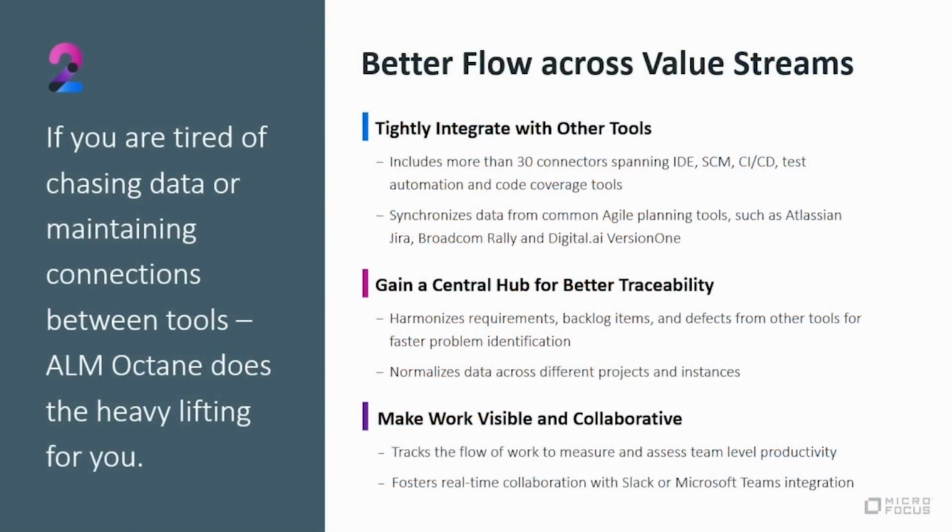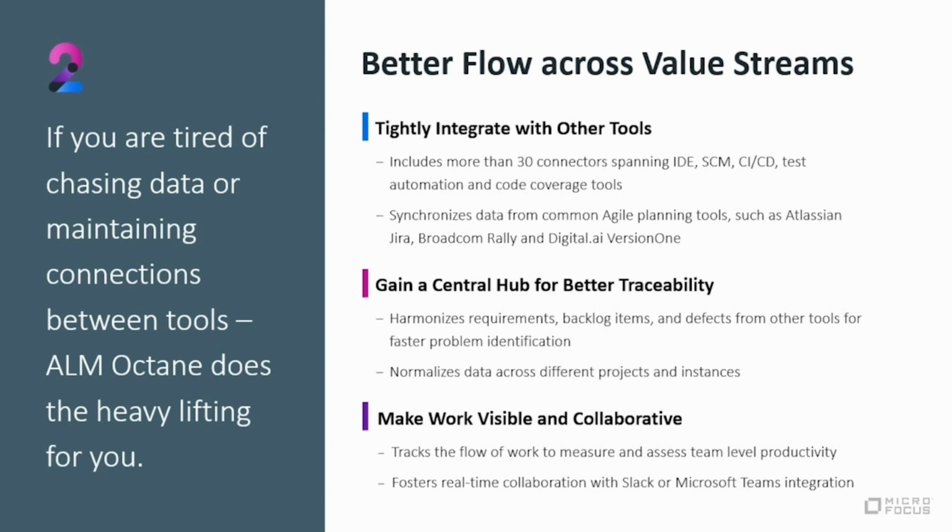We set a high priority on integration of all the tools your teams use to develop and deliver value to your customers. With ALM Octane, you can use more than 30 out-of-the-box integrations, plus many more via our Connect synchronizer. These integrations allow ALM Octane to be a hub for collecting requirements, backlog items, defects, and CI build statuses across all the teams in your organization.